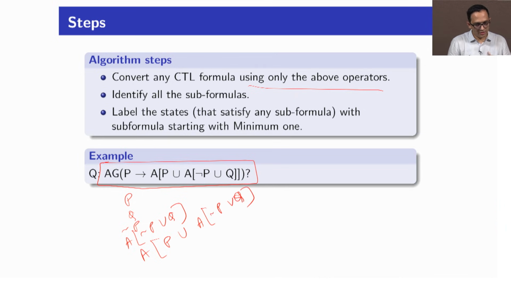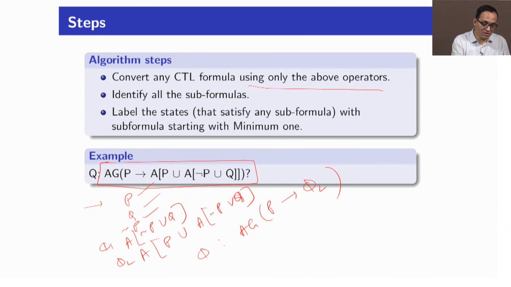And so on, right? So, if I write this as say phi 1, this as phi 2, then I have the formula phi, which is effectively A, G, P implies phi 2, right? So, these are the sub formulas. So, what will I do? I will effectively start from the smaller sub formulas. I will see which nodes are labelled with P and Q, and the states which are not labelled with P, I will label with not P, right. So, this is already done.